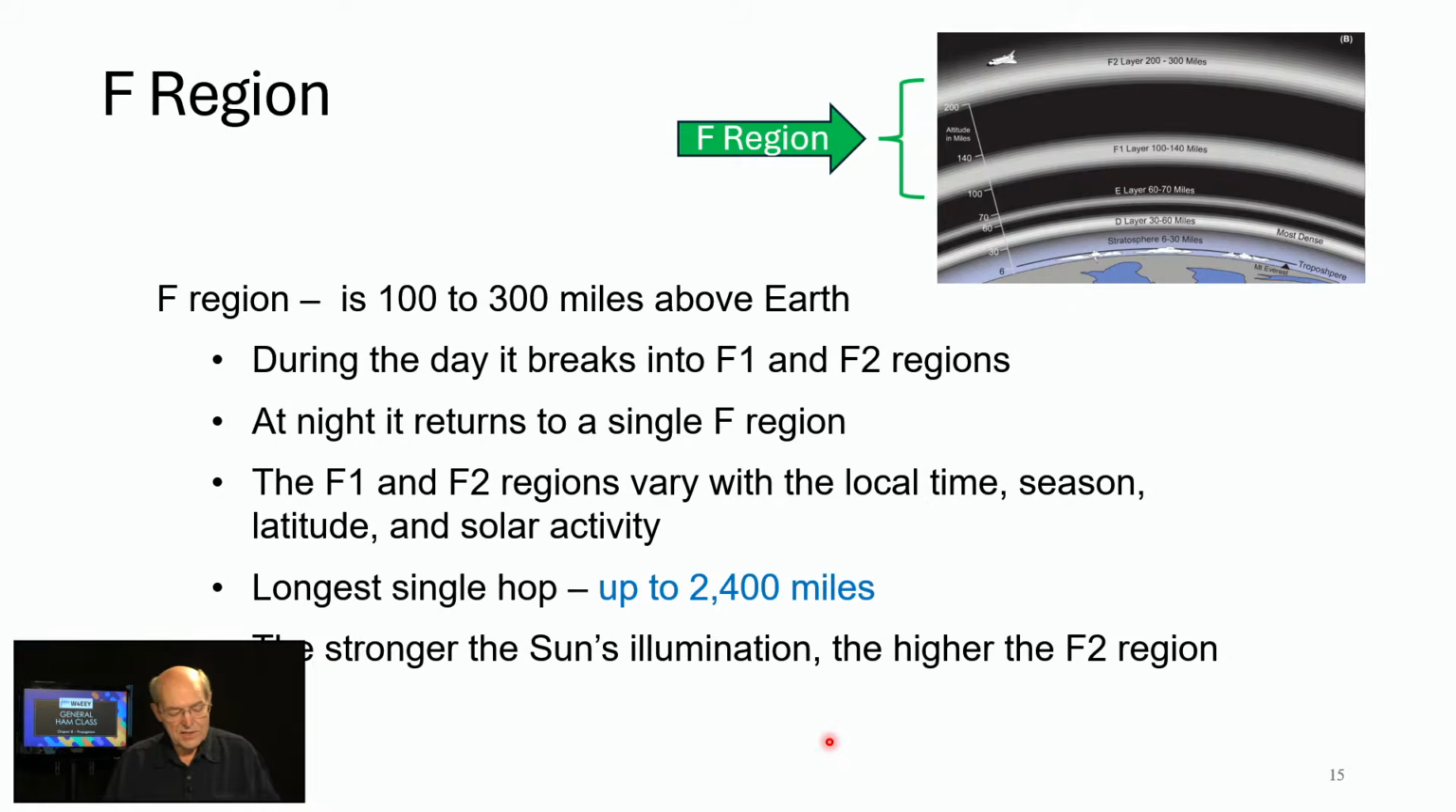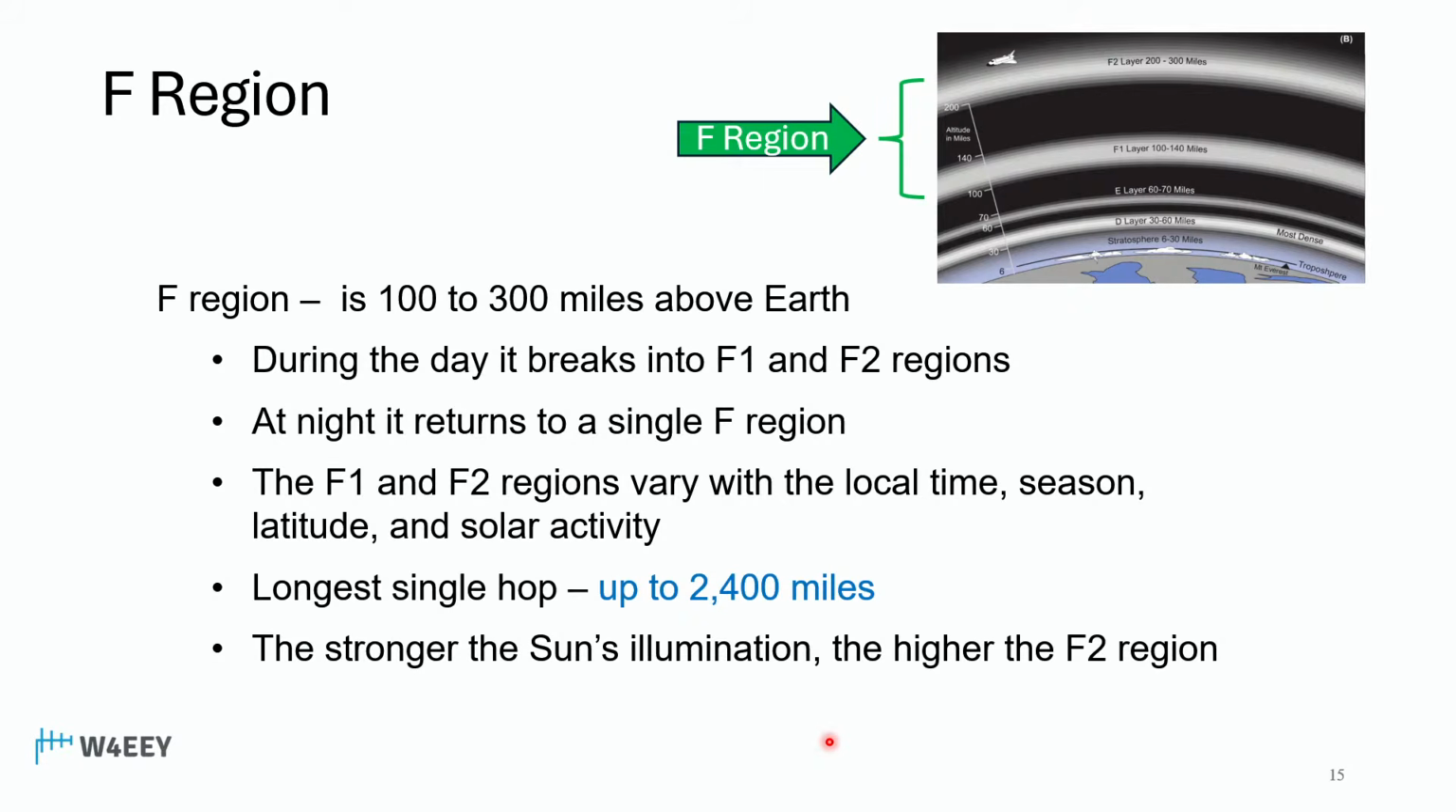Now the stronger the sun's illumination, the higher the F2 region. So midday, around noon, let's say early afternoon, that's when we've been illuminating that layer for the longest period of time with the most intense sunlight. So that would tend to make the F region, F1 and F2, higher in the ionosphere.